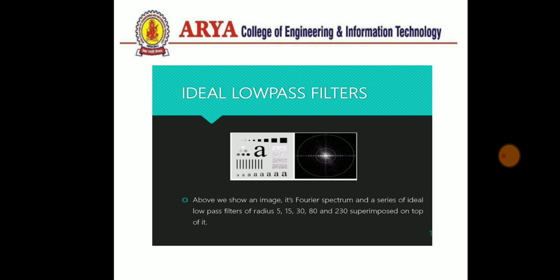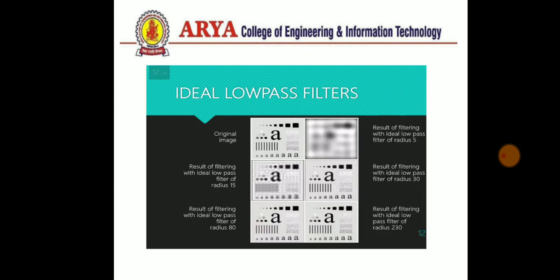So this is the ideal low pass filter expression. In this figure there is a Fourier spectrum and a series of ideal low pass filters of different radii. Here the radius is in ascending order from low range to high range. As the radius increases, the image becomes clearer and it filters out the data in more visible detail. So this is the ideal low pass filter.